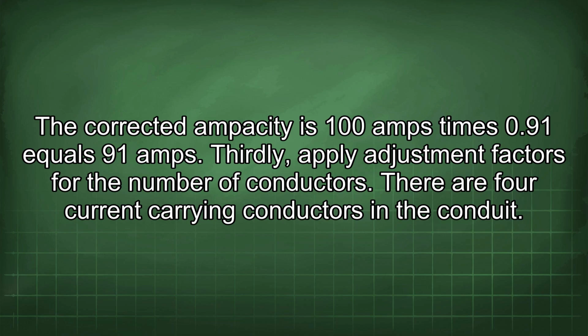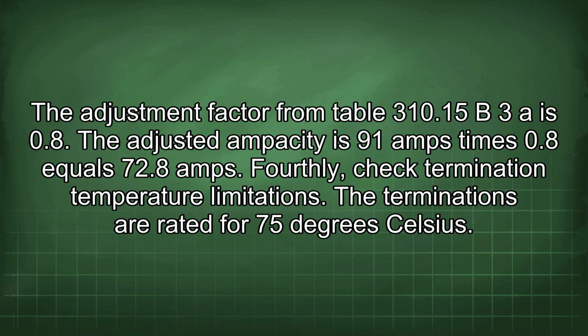Thirdly, apply adjustment factors for the number of conductors. There are 4 current-carrying conductors in the conduit. The adjustment factor from Table 310.15(B)(3) is 0.8. The adjusted ampacity is 91 amps times 0.8 equals 72.8 amps. Fourthly, check termination temperature limitations. The terminations are rated for 75 degrees Celsius.